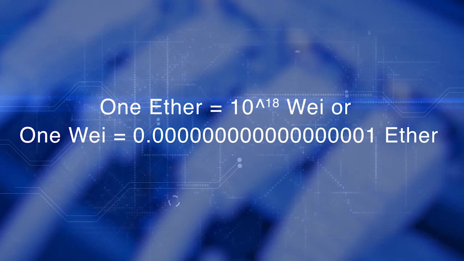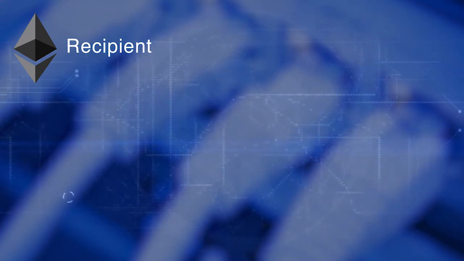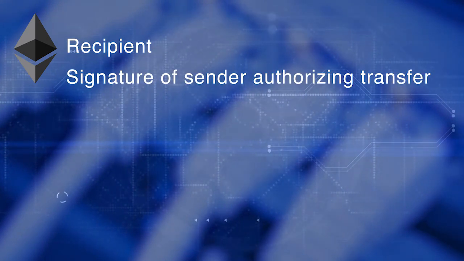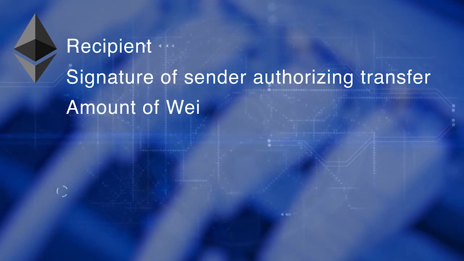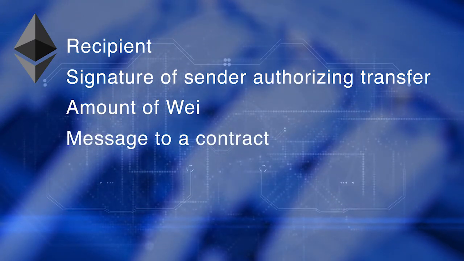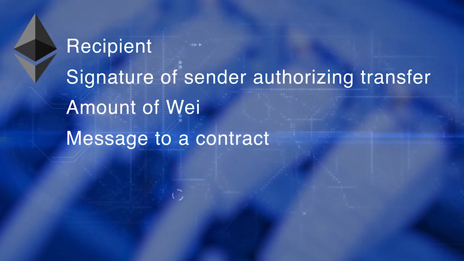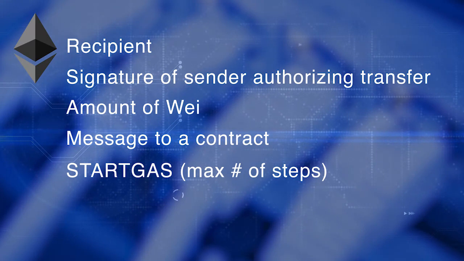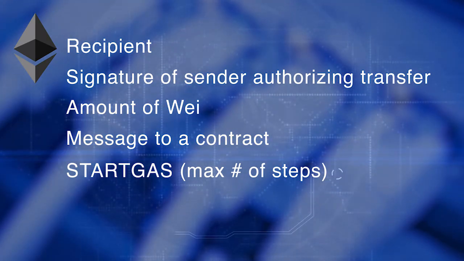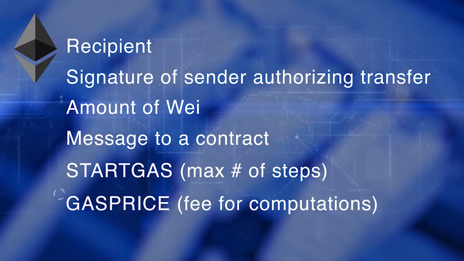A transaction in Ethereum includes the recipient of the message, the digital signature of the sender authorizing the transfer, the amount of Wei to transfer, an optional data field or payload that contains a message to a contract, start gas, which is a value representing the maximum number of computational steps the transaction is allowed, and gas price, a value representing the fee the sender is willing to pay for the computations.